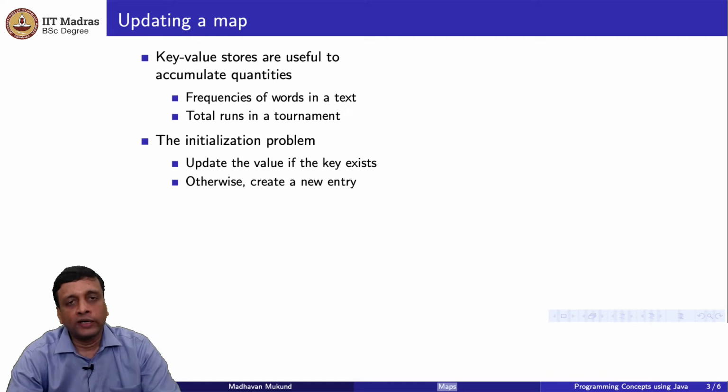Subsequently, if the key is already there, then we don't want to overwrite it, right? What we want to do is update it. So if it is the count, we will increment it. If it is the score, we will add the new score to the old score. So whenever we work with these key value stores or dictionaries, we need to have a mechanism to do this.